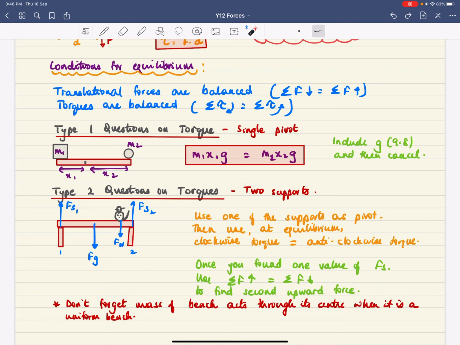And then for your equation, when you write, remember to include the g, but then you can cancel that off, so your numbers are a little more friendly. The value for g is 9.8, because m times g is your gravity force.